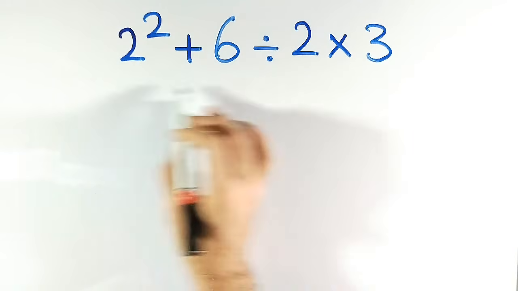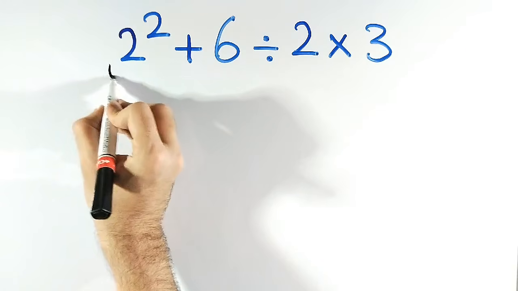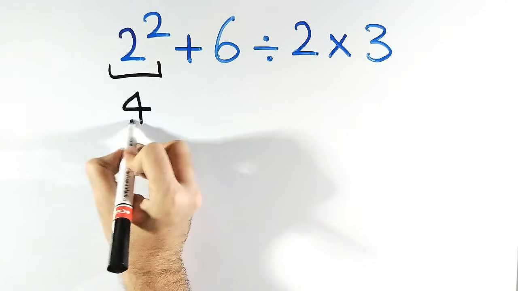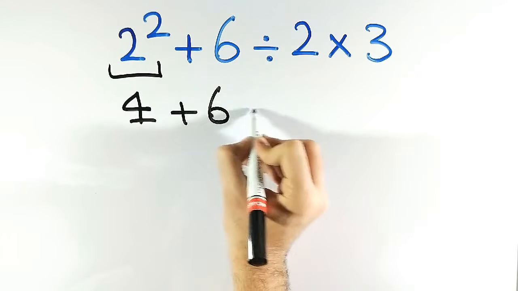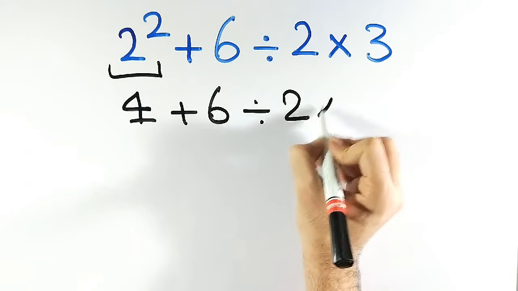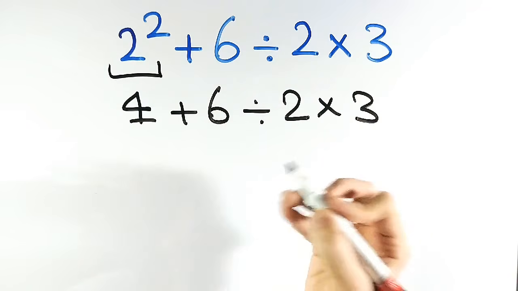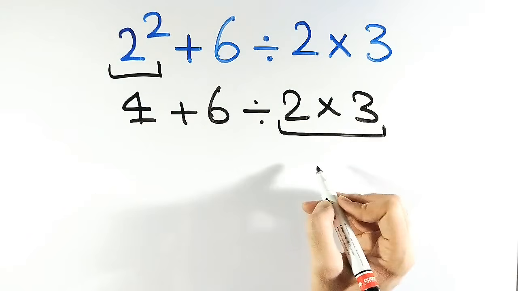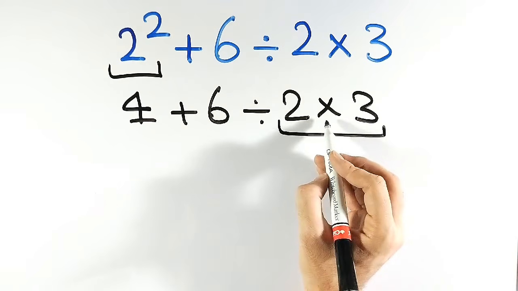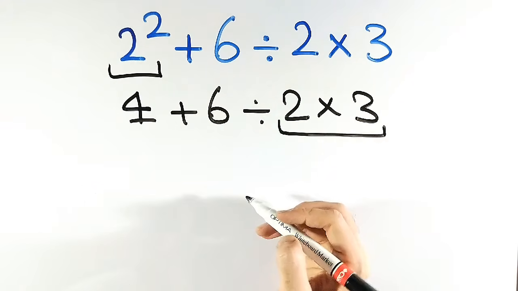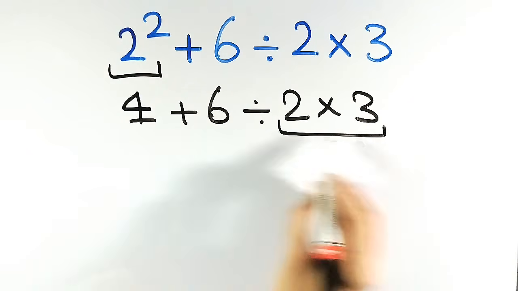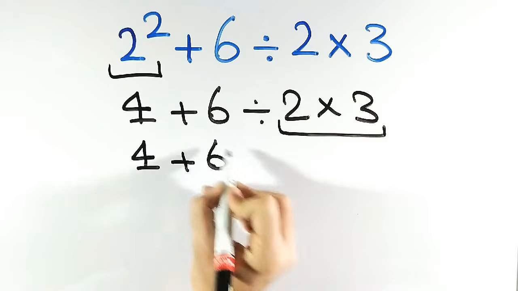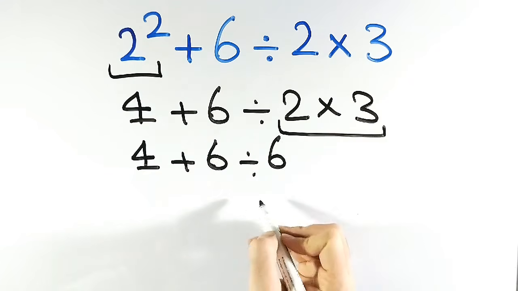Also, some other people when solving this question again go straight to the exponent and instead of this expression they write 4 plus 6 divided by 2 multiplied by 3. And the next step, they go for the multiplication between 2 and 3 because they believe multiplication has priority over division. So, instead of this expression, they write 4 plus 6 divided by 6.